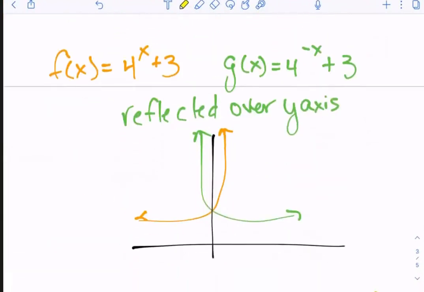And then we've got f of x equals 4 to the power of x plus 3, and then 4 to the power of negative x plus 3. Again, we know what that's going to look like. It's going to reflect over the y-axis. Nothing else changes. Doesn't move up, down, left, right. It's not stretched or compressed. It's literally just going the other direction.